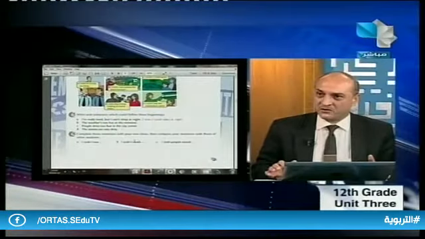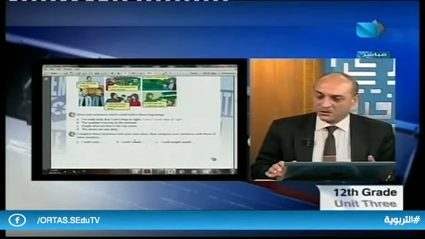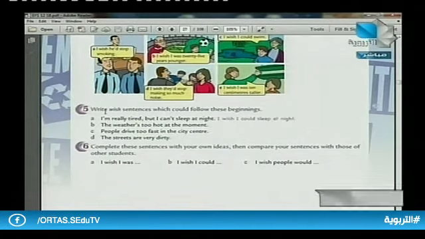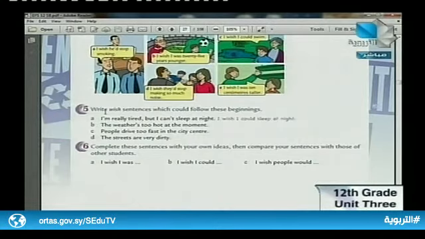Now we have a practice and another exercise about wish. It is at page 25 in the student's book, exercise 5. Dear students, we can do this exercise together. The first one is done, of course, as you can see. I'm really tired, but I can't sleep at night. You see, I can't sleep at night. I wish I could sleep at night. The next one, Miss Reem.